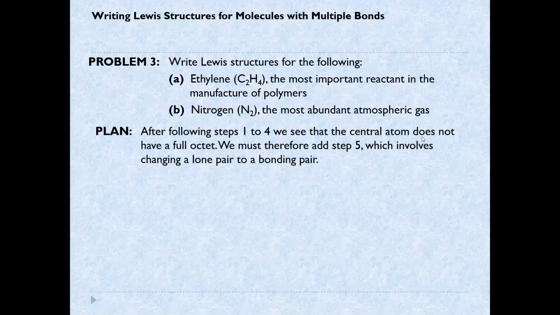Which one is the central atom? Yes, carbon is the central atom. And we have two carbon atoms. So we can write the two carbon atoms as this, and each carbon is surrounded by 4 hydrogen atoms, two on each, and you want them to be mirror images of one another. There's another hydrogen atom here, another hydrogen atom here.